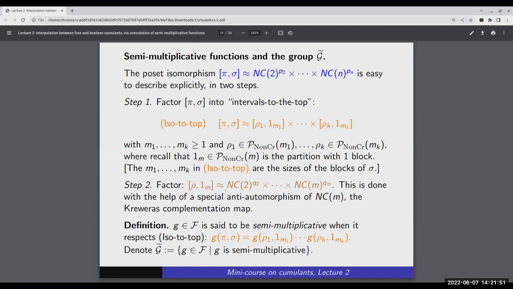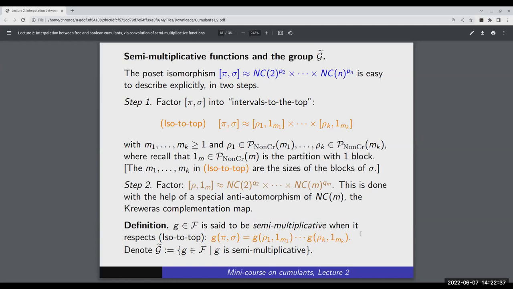This is actually the place where the non-crossing partitions are special and different from the collections of all partitions, because here this is best done with Kreweras complements, as explained in the talk of Jorge yesterday. Then these become intervals from zero going to something, and those you factor nicely. It's a bit more complicated, but we don't have to look at that, because semi-multiplicative means we just look at the first step. So G is said to be semi-multiplicative if it respects the first step: G of pi sigma is the product of these K G's of intervals from something to the top of the corresponding lattice. And we are not interested in the second one.